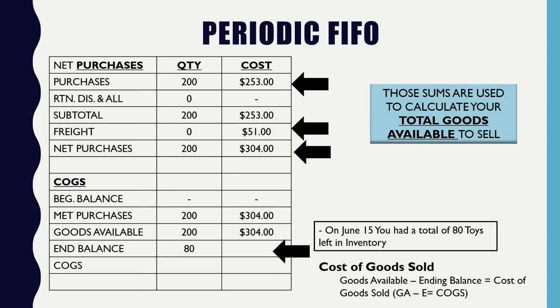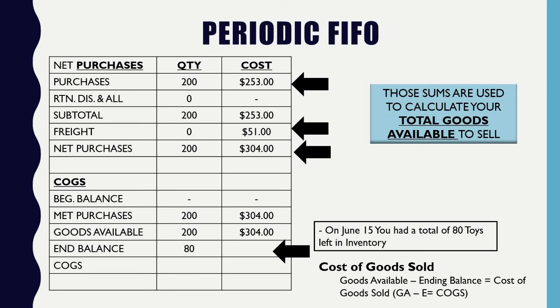Okay, we don't have beginning inventory. When we start our inventory, we're assuming that we're starting business at zero. So I don't have anything to begin with. I'm going to pull my information from the table above. Since I have my net purchases, I'm going to bring it down: 200 quantity and the 304 total cost. And that's going to be my goods available.